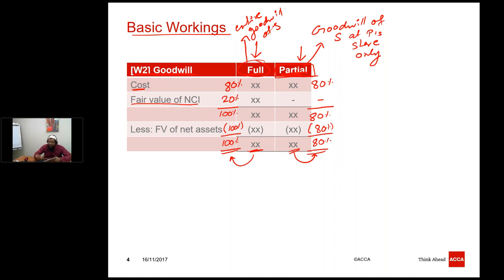Now, how do we calculate the fair value of NCI? The fair value of NCI is pretty simple. Fair value of NCI is equal to the number of NCI shares multiplied by the market value per share. So if the question has provided you the share price of subsidiary, then you are going to calculate the fair value of NCI using that share price. So in every question where the share price of subsidiary has been given, it actually relates to the calculation of the NCI.